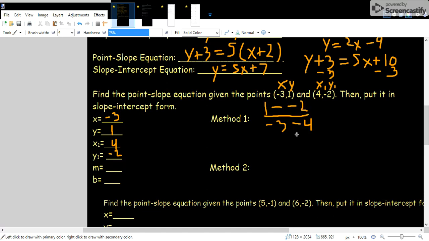So if we recall our equation from the previous page, we have y minus y1 over x minus x1. So if we plug those in, we have 1 plus 2 at the top, and -3 plus -4 at the bottom. If you put those in, you have 3 over negative 7. So that's our slope, negative 3 over 7.